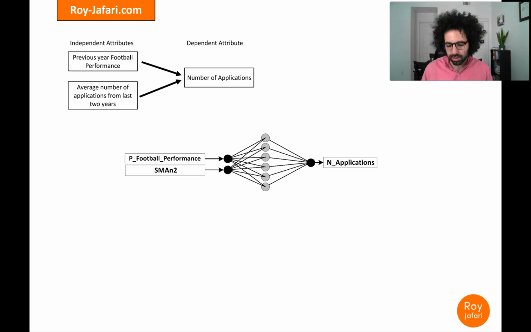So here we've got two input neurons and one output neuron, and these input and output neurons are designed based on the prediction task. In this example, the prediction task has two independent attributes and one dependent attribute. Therefore, we have two input neurons and one output neuron. But what comes in between is a matter of design, right?